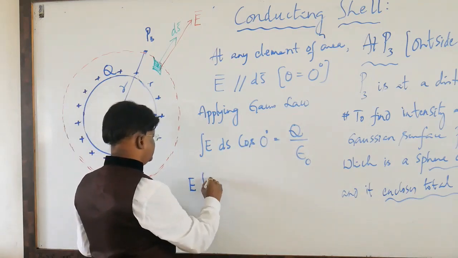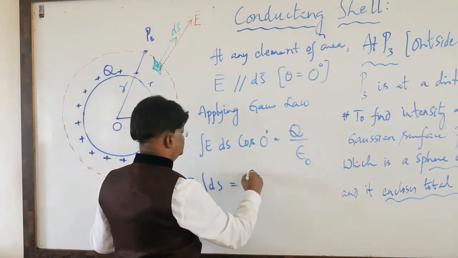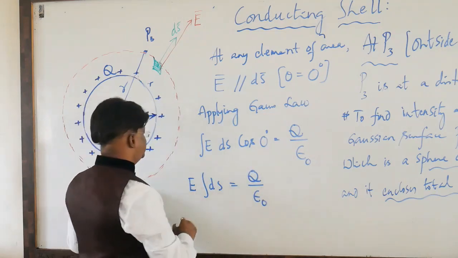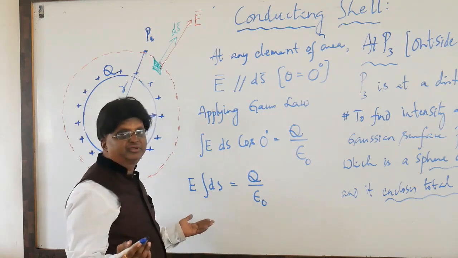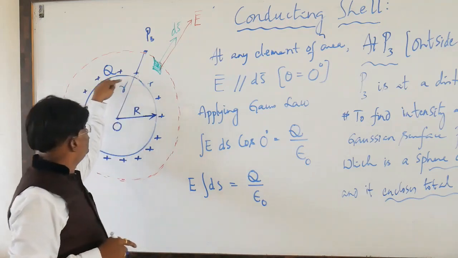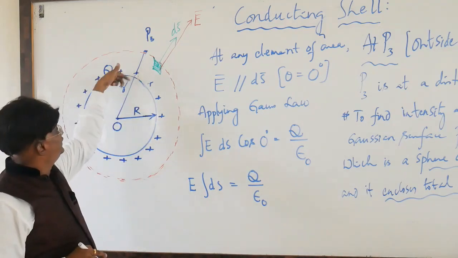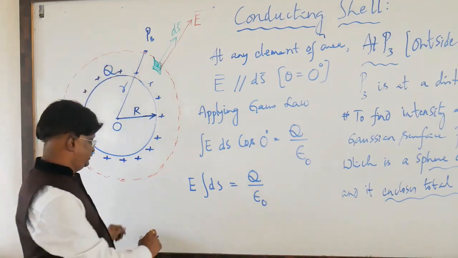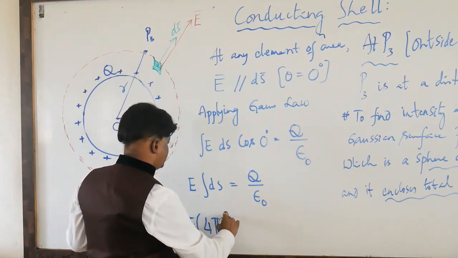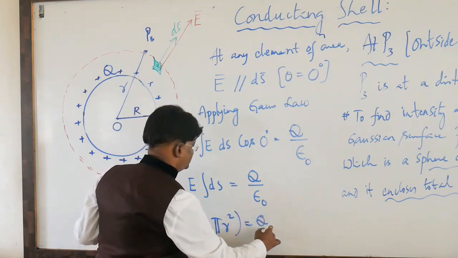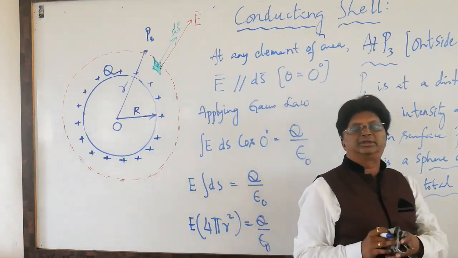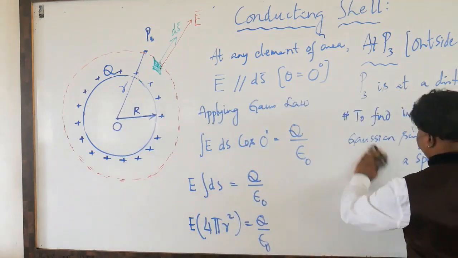E times integral ds is equal to q by epsilon naught. This E is for the outside point. This integral ds, again the same surface area, which is 4 pi r square. This time that r refers to the smaller r, because it is the biggest here that is under consideration. Therefore, E times 4 pi r square is q by epsilon naught, and therefore now I have my final result for this intensity. What is that?